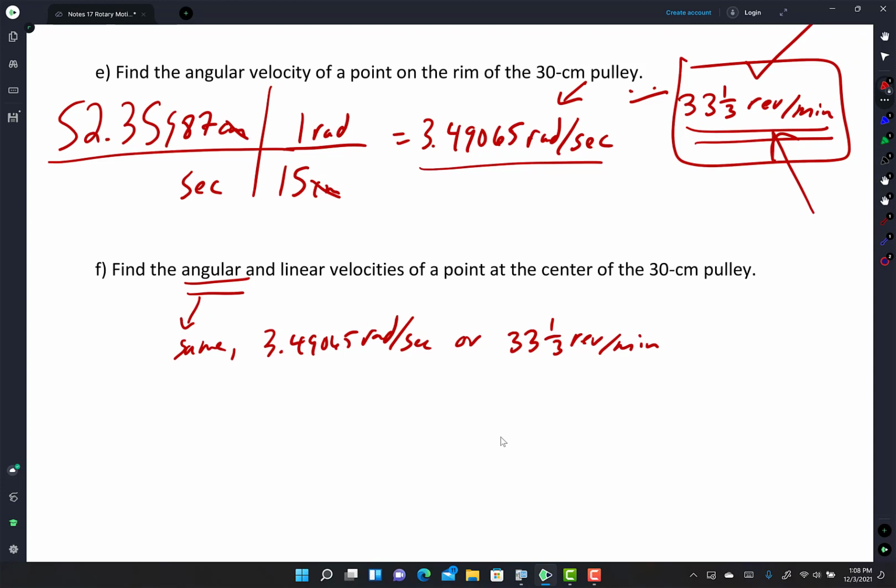Now, what about the linear? At the center, it's what? And make sure to put units. Don't just put 0. If you want, you can say miles per hour, because technically you're correct. But make sure to put units and make sure those units are distance divided by time.